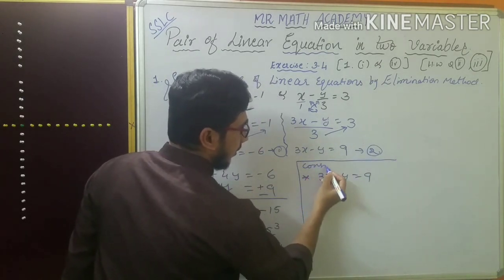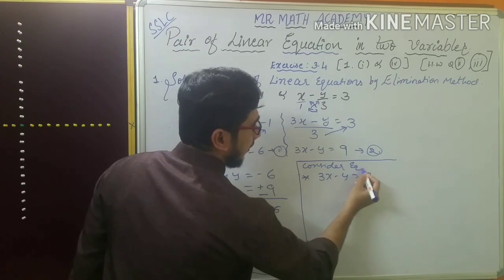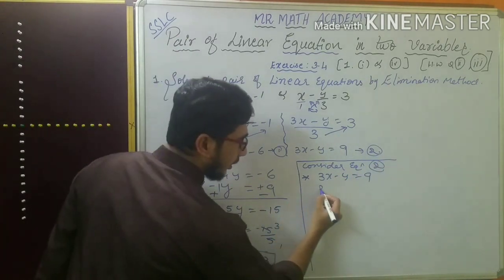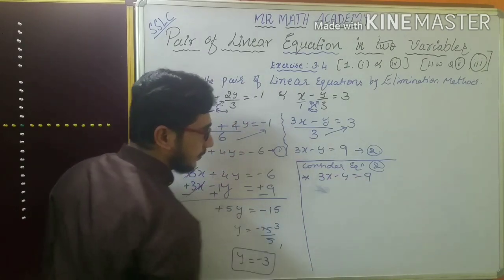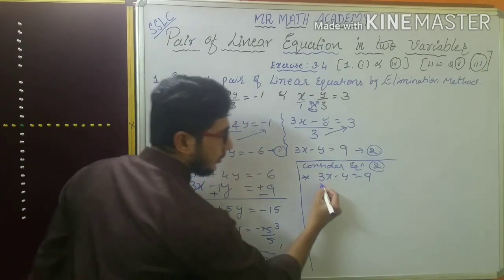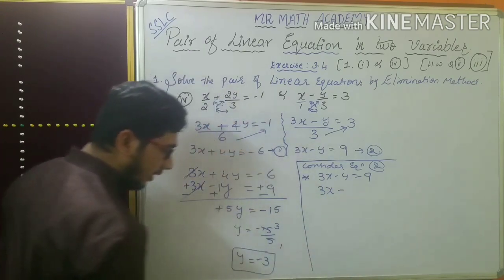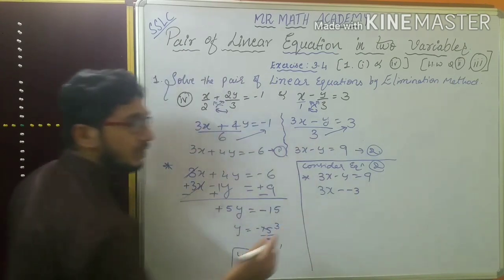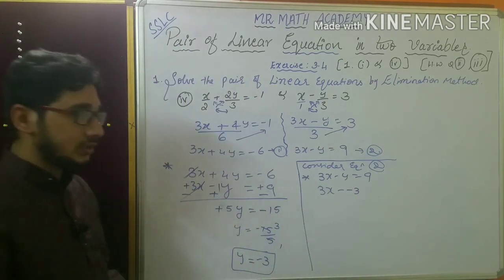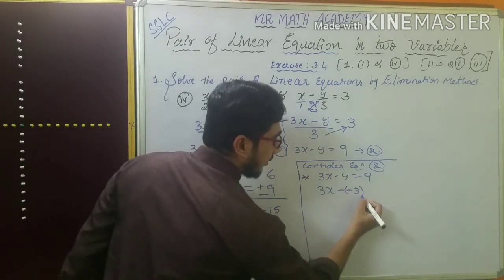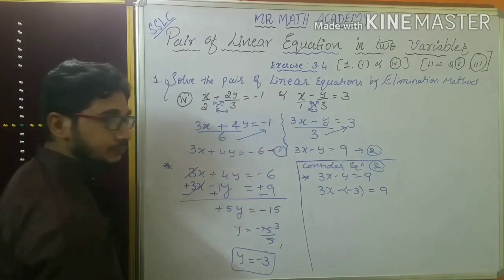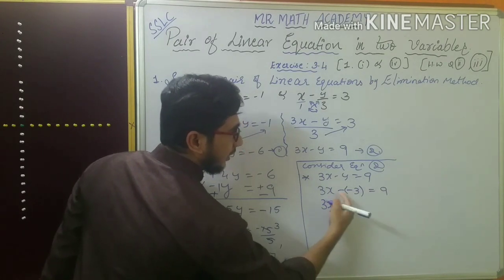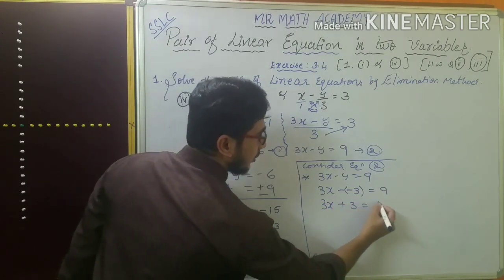Consider equation 2. I am taking the second equation. So 3x minus y, how much? y is minus 3. So minus 3. See, these two minuses should not be next to each other, so I'll put a bracket like this, is equal to 9 as it is. This is most important, you have to put the bracket. So 3x minus into minus, plus 3, which is equal to 9.